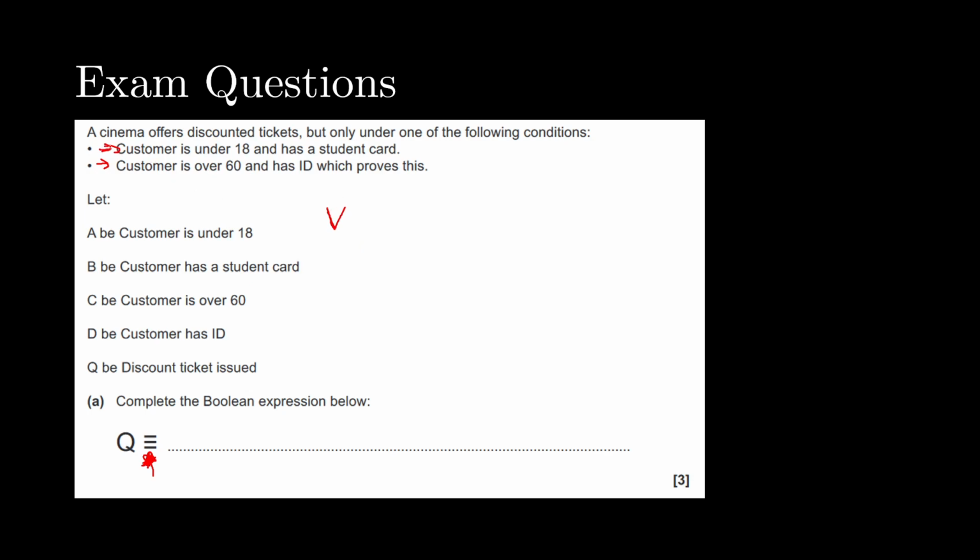But within these two conditions, each of them has its own sub-conditions. For the first one, the customer needs to be under 18 and they need to have a student card. So if we convert that into a Boolean expression, they need to be A and they need to be B. The notation for AND is like an upwards arrow. So the first one is going to be A AND B. And the second one, they need to be over 60 and they need to have an ID. So that's going to be C AND D.